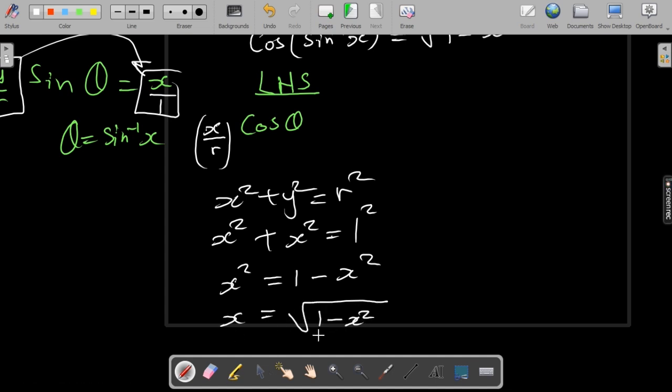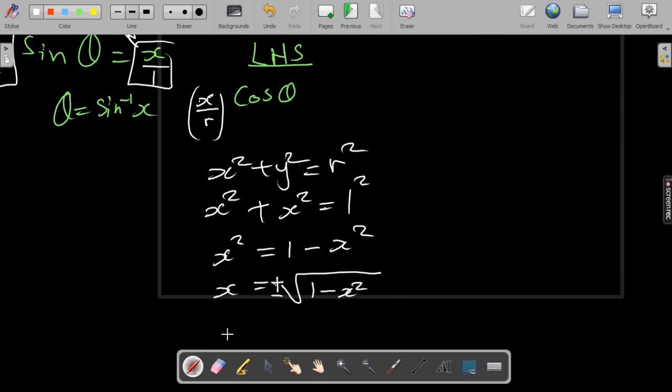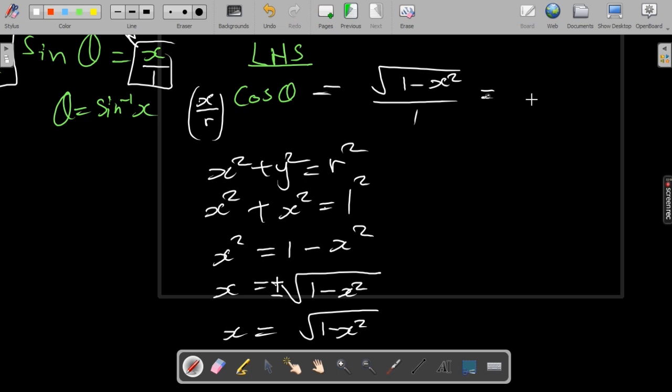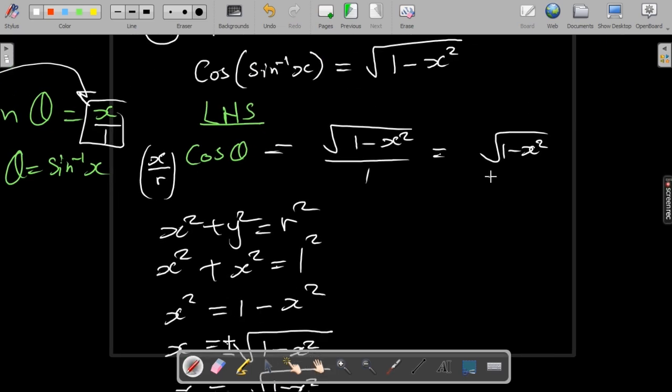Remember that normally when you apply your square root, you'd have the plus and minus here, then you decide. So I guess in this case, we can decide that it's the positive one. And now that we have the x, we begin to substitute it here. Cosine of theta of any angle is the x that you have divided by your r, and the r is 1. So this is basically that. And if you look at this, it's exactly what the right-hand side is. And we have proven this statement.